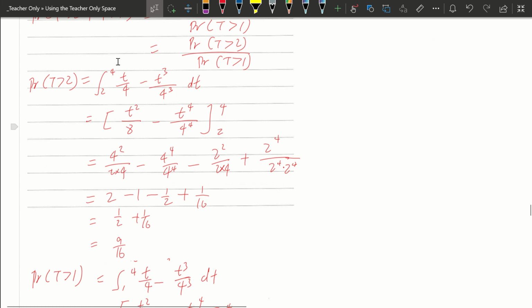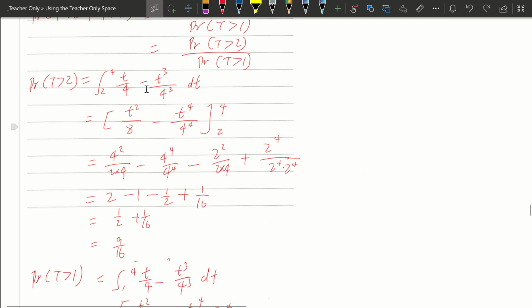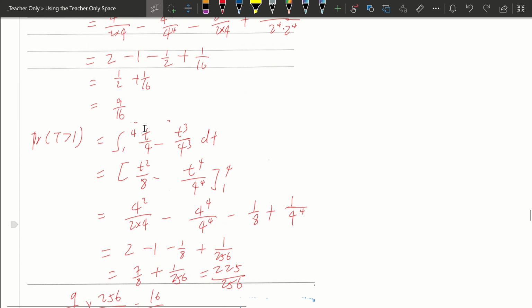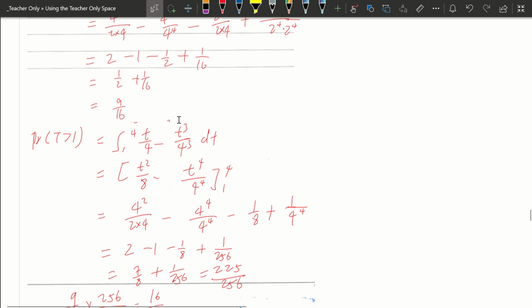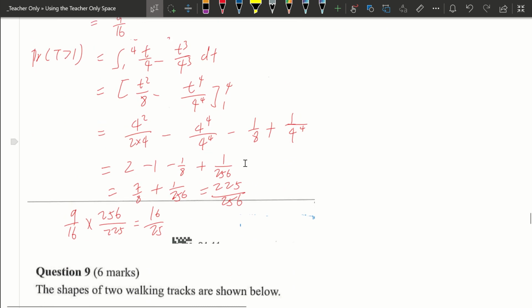You just integrate between 2 and 4. With the k value known, I've kind of just substituted in here and get the answer. And you calculate the probability of t bigger than 1, which is integrating from 1 to 4, same function, you get the answer. But as you can see, you get some ugly fractions going on, and you have to sub them back into a bigger fraction. So it's a fraction on top of a fraction.